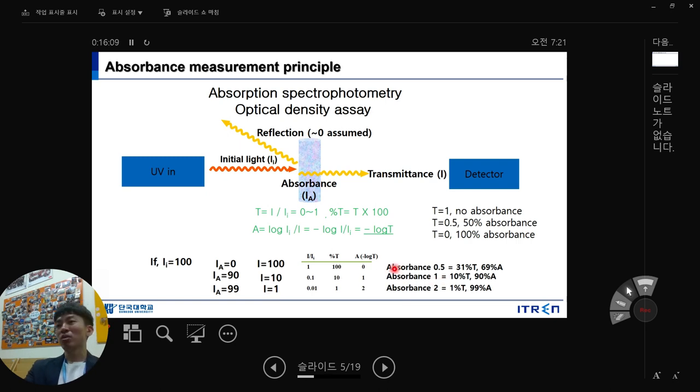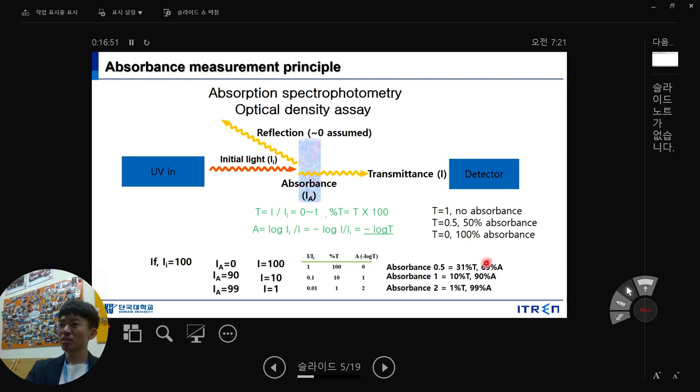So, and then what happened? Absorbance 0.5, okay? Which means transmittance 31%, and then the absorbance is around 70%. So absorbance value 0.5 means the real intensity absorbed is 70%. Absorbance 1, 90%. Absorbance 2, 99% absorbed. Okay? So when you obtain this value from your machine, you always think about how it is converted to the real absorbance intensity. Okay?